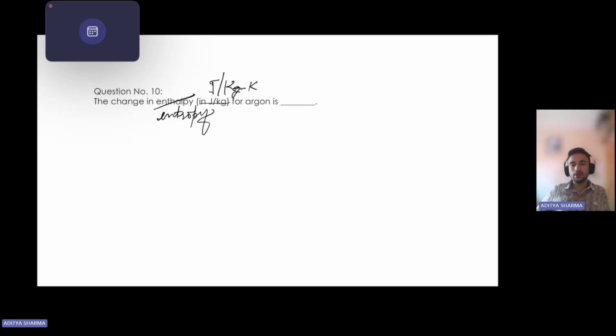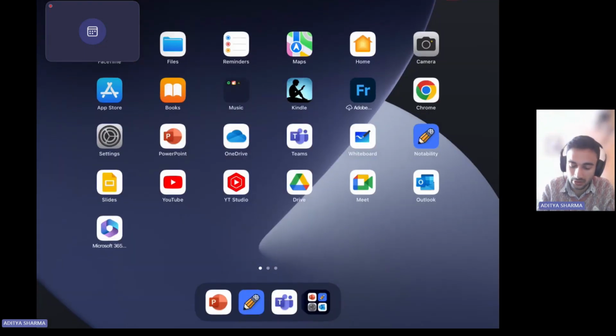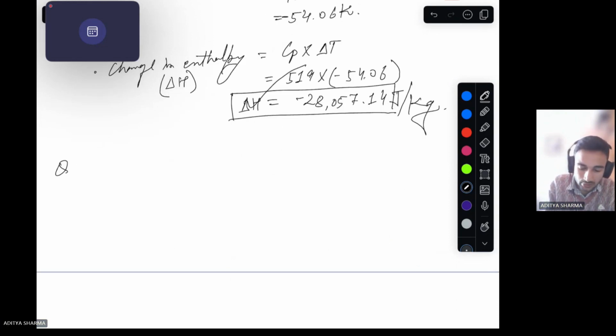Because when we are dealing with specific quantities, specific entropy or specific enthalpy, it's with respect to its mass. So it's divided by its whole mass, and then we give the value of specific quantities. So the unit also says a lot about what has been asked. This has been asked: we need to find the change in entropy. So let's work this out.